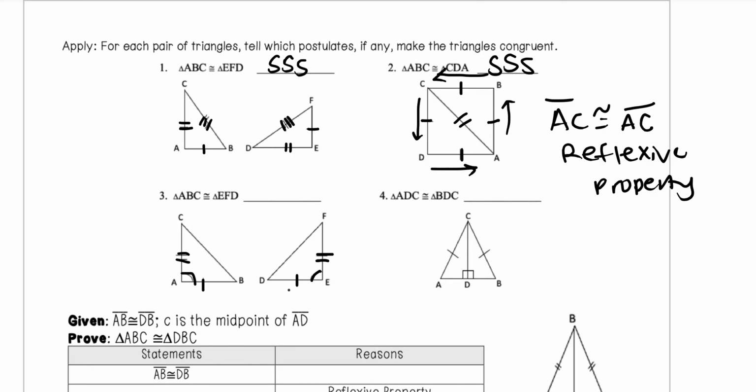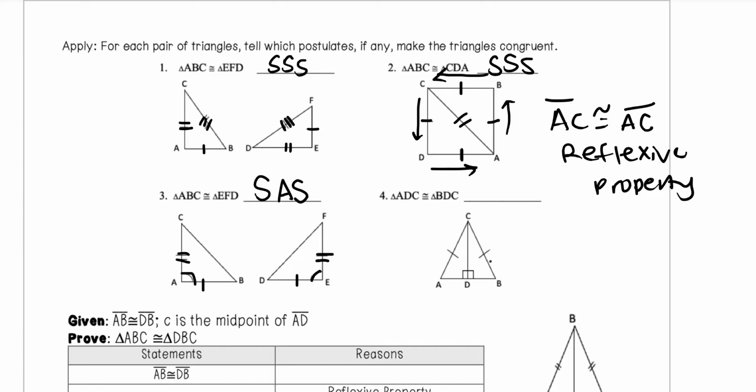So we have two sides and their included angle that are marked as congruent, which means these two triangles would be congruent because of the side angle side postulate. Because those angles are right in between those congruent sides, that is allowed to be our side angle side.